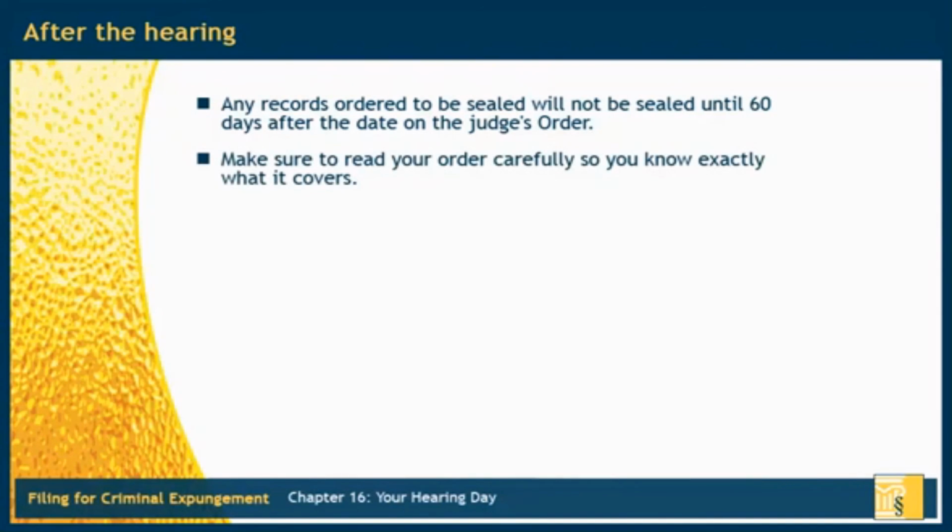If the order only seals court records, employers and others may still find out about the offense by looking at the records of the other agencies, such as the BCA. Make sure to read your order carefully so you know exactly what it covers. If your request is denied, get legal advice. There are time limitations on when you have to appeal, so it is a good idea to seek advice as soon as possible.